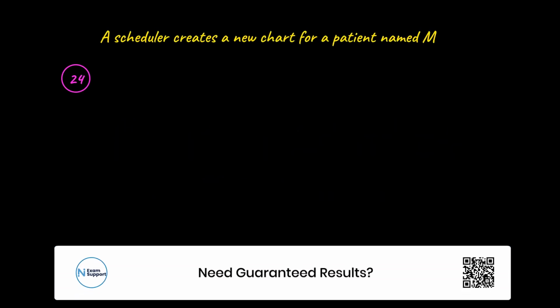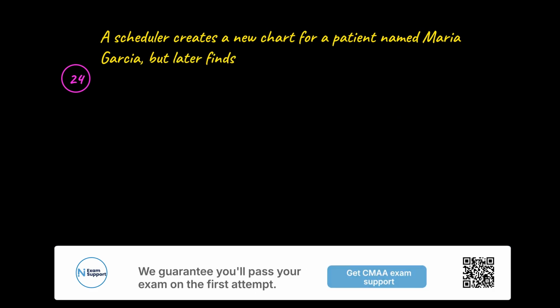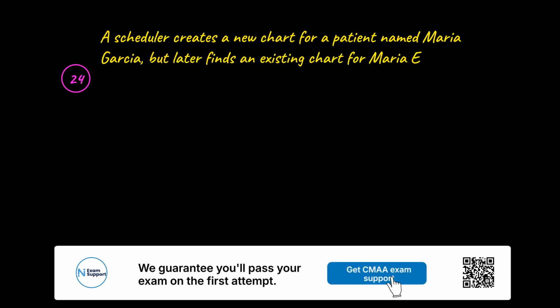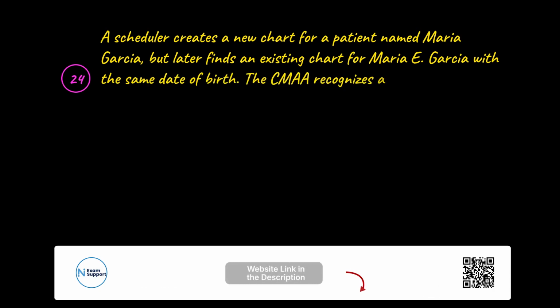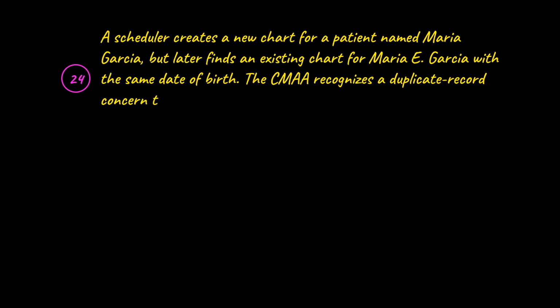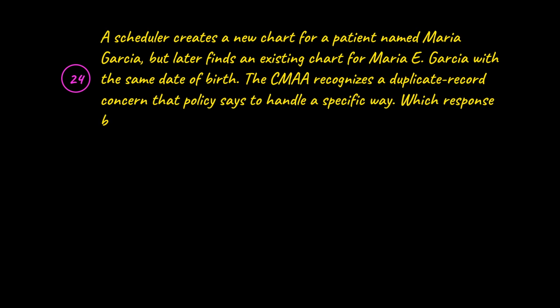Question 24. A scheduler creates a new chart for a patient named Maria Garcia, but later finds an existing chart for Maria E. Garcia with the same date of birth. The CMAA recognizes a duplicate record concern that policy says to handle a specific way. Which response best fits accepted policy?